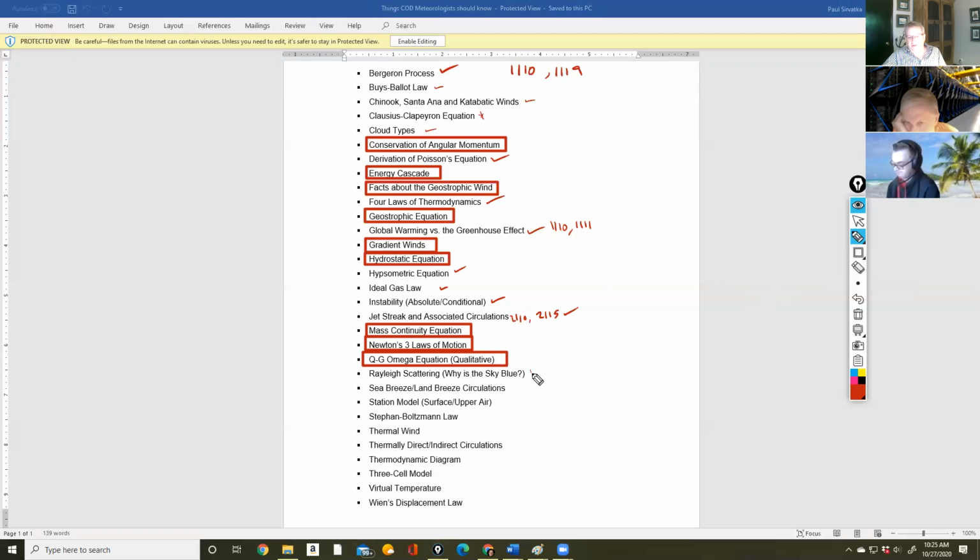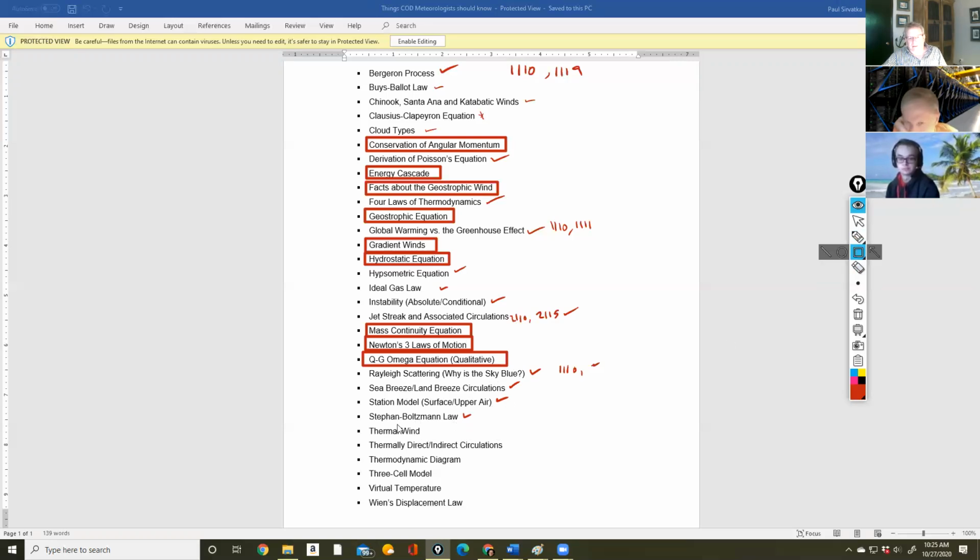Rayleigh scattering, why is the sky blue? We do that in 1110. We showed it a little bit in the Mie scattering. So I expect you to talk about Rayleigh versus Mie versus geometric optics. I want you to do this one. Land sea breeze circulations, we do that in a couple classes. Station models, come on, that's easy. Stefan-Boltzmann law, we have talked about that in a couple of classes. I think we talked about that in 1111, 1110. That's one you need to know. This is in the book also here.